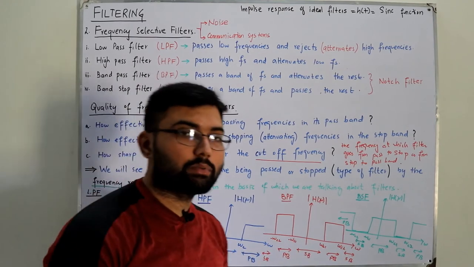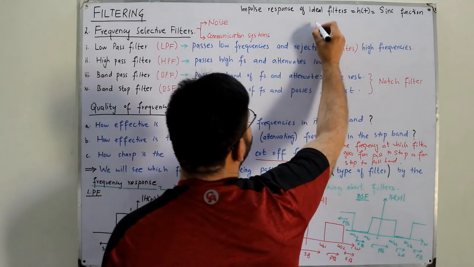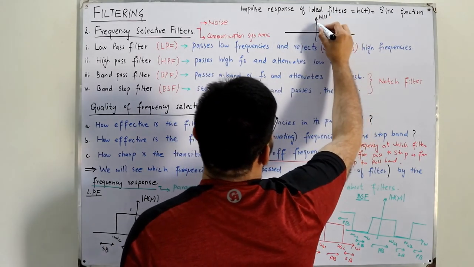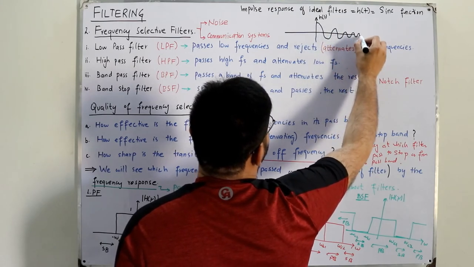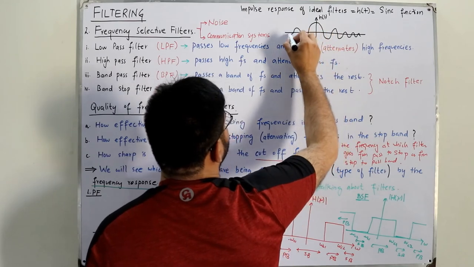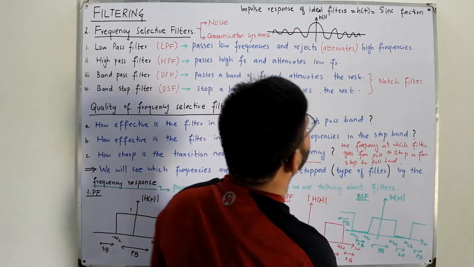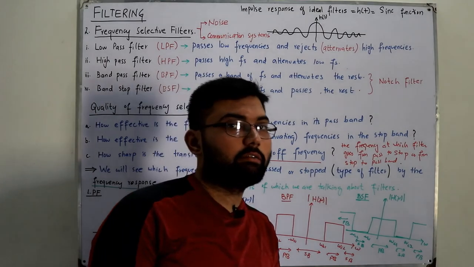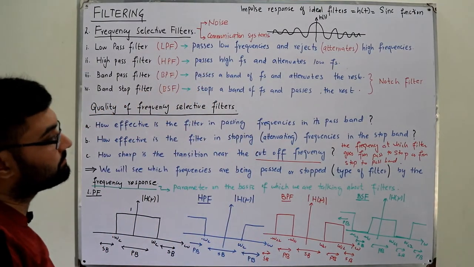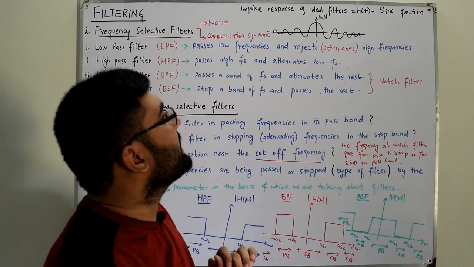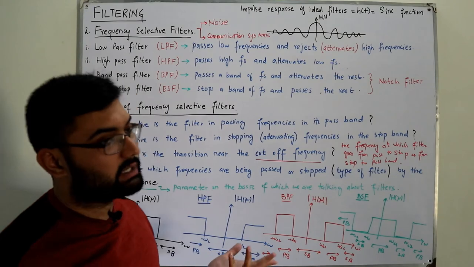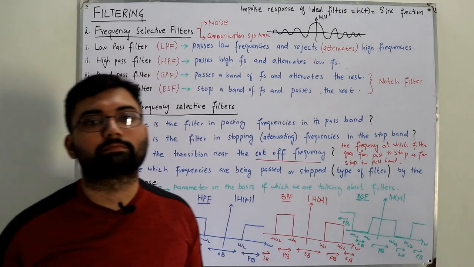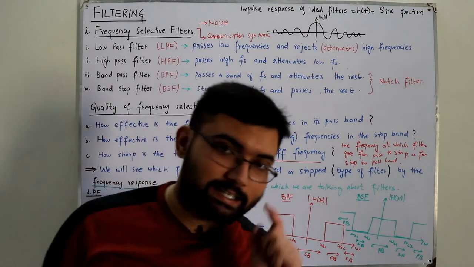So what is the problem with the sinc function? This is my h of t. This is a very important point. What is the problem with the sinc function? Why can I not use these filters if they have the very best possible output? The sinc function is an easy function. What is the problem? Impulse response. Yes, you got it right.